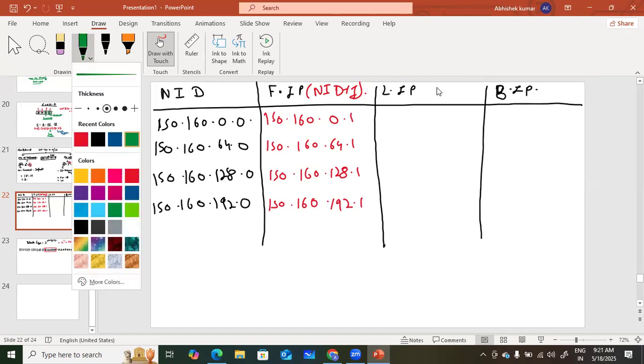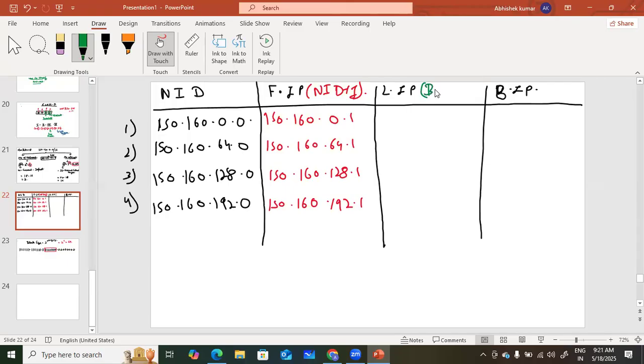Let's calculate the last IPs and the broadcast IPs. The last IP would be the broadcast IP minus 1. So I need to find the broadcast IP. It will be the next block size minus 1. Exactly, you're right. So it will be 150.160.63.255, 150.160.127.255.